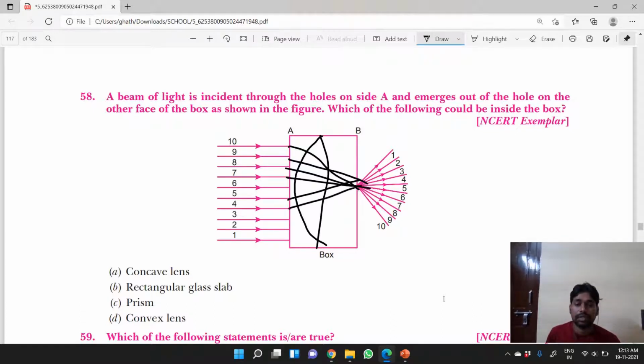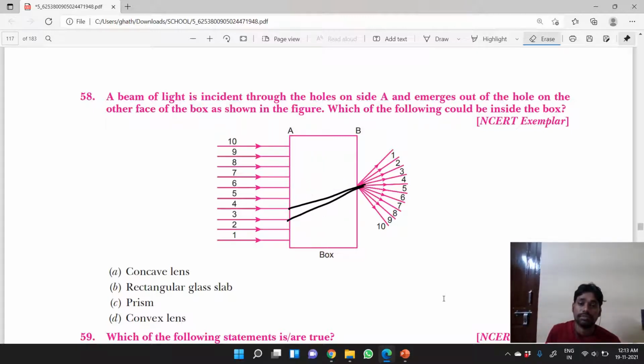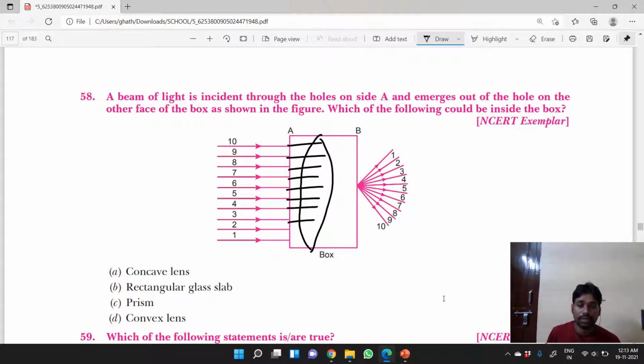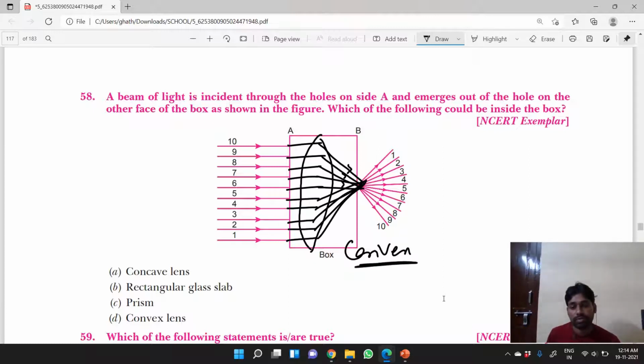After emerging, the rays will... sorry, I drew it wrong here. The lens is correct, but the diagram is not done properly. This is a lens. Up to here it is straight lines, up to the middle of this is straight lines, then they bend. This is correct. So which lens should be here? Convex. So convex should be this lens.